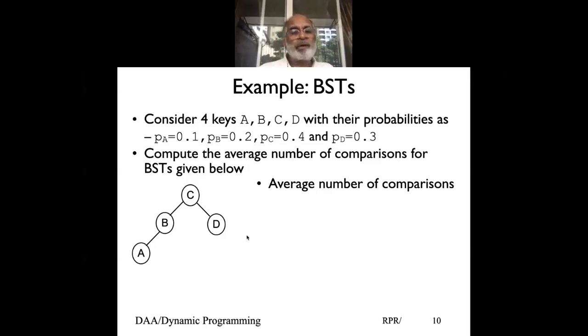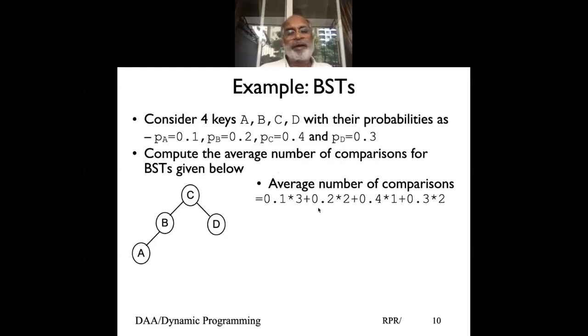Now look at average number of comparisons. To get to A, we start from C. One comparison, we know A is less than B. Then go to B, 2 comparisons. Then we go to A. So A is at level 3, so we do 3 comparisons. Probability is 0.1, so we get 3 into 0.1. Then B, to find B in this tree, we do 2 comparisons. First is C, second is B. Probability is 0.2.